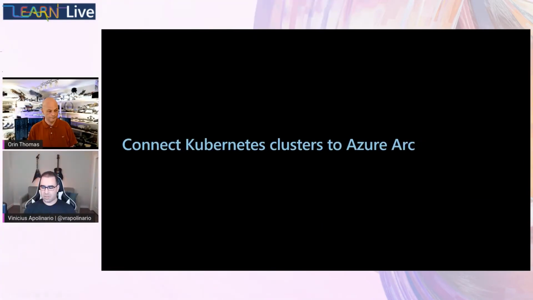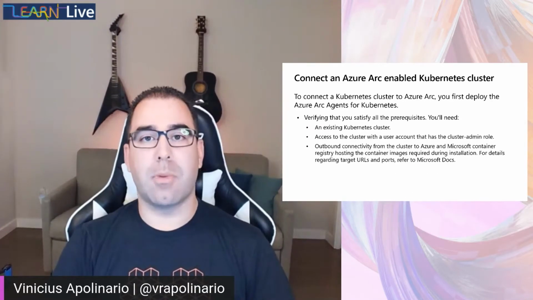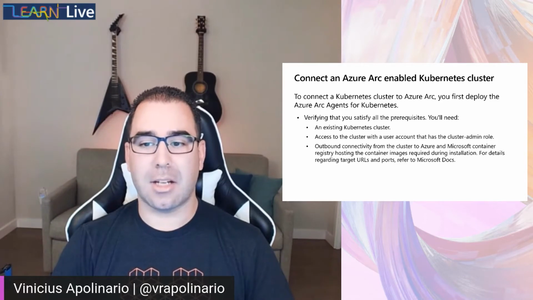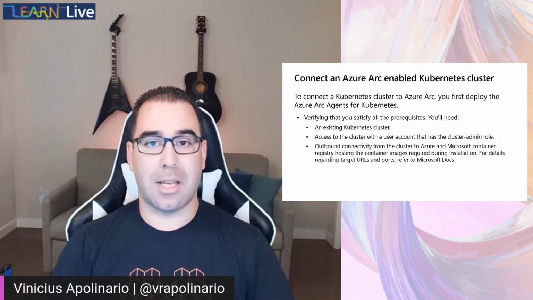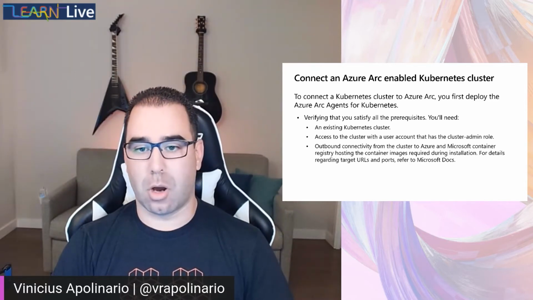All right, so let's talk about how to connect your Kubernetes cluster to Azure Arc, right? So we'll talk about the prerequisites. Let's start with what you need to have in place in order for Azure Arc to be able to discover and register your Kubernetes cluster. So first of all, as you can expect, you need an existing Kubernetes cluster, right? You need a user account in that Kubernetes cluster that has at least the cluster admin role, so that it has the necessary permissions to create all the components in the Kubernetes cluster for Azure Arc to go.